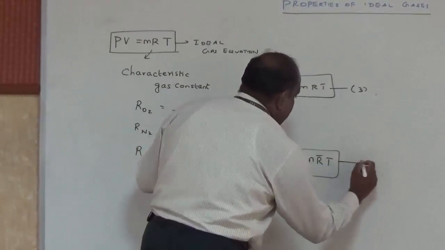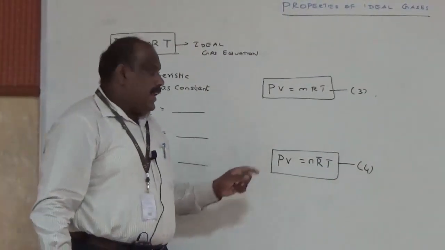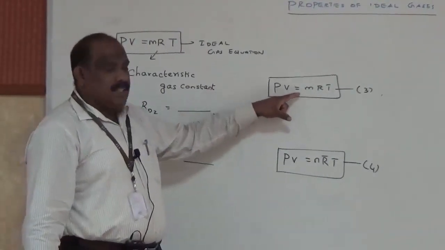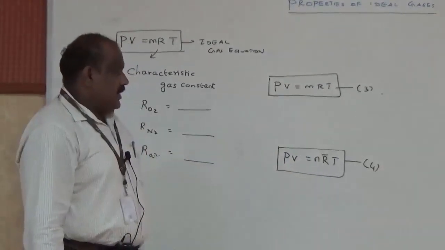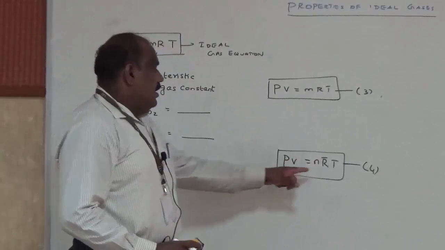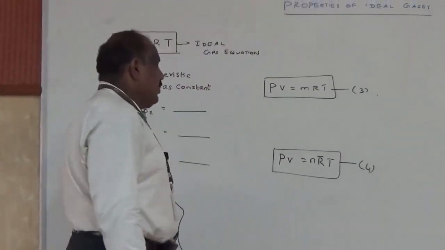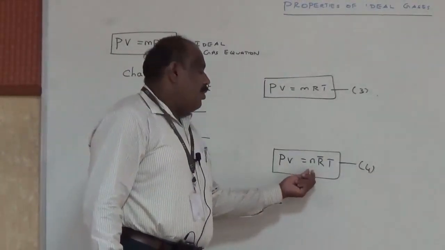So we can compare 3 and 4. Both are nothing but the ideal gas equation. Equation 3 is in the form of mass basis, and equation 4 is in the form of molar basis. Okay, PV equals N R bar T. Let us have the unit of N, so that it will be useful. It's also similar to the mass, but it's nothing but molar mass.